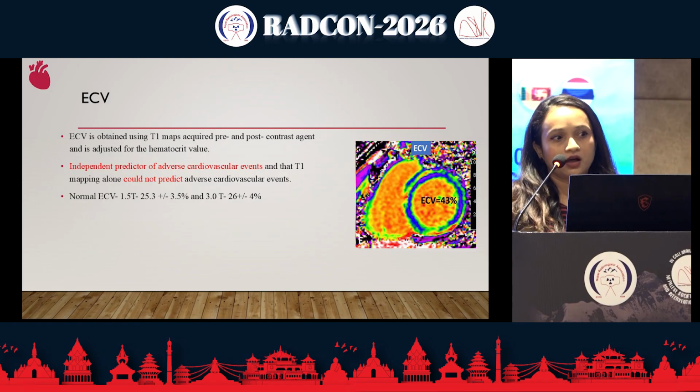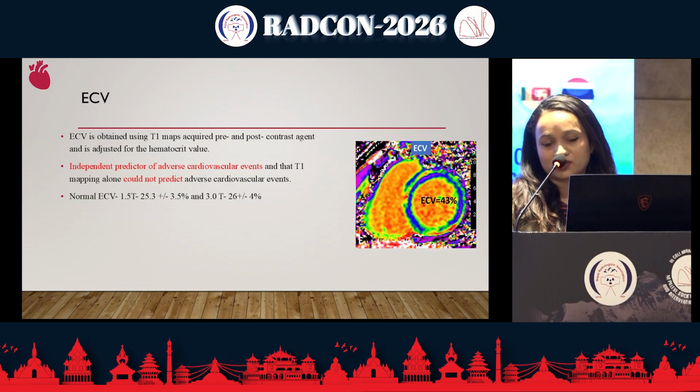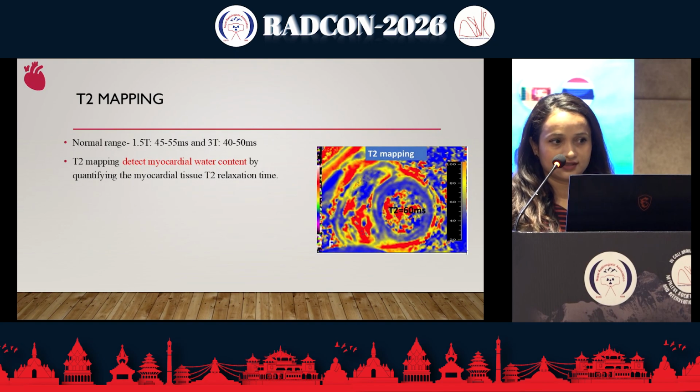T1 mapping. Extracellular volume is a quantification of the fibrosis, and it is an independent predictor of adverse cardiovascular event. It is not alone for the diagnosis purpose, but it assesses and predicts the adverse cardiovascular event. And extracellular volume, if it is elevated, that is more than 35%, is a predictor for the major adverse cardiovascular event. And the ECV, here in this case we can see the ECV of 43%, that is a case of myocarditis with prediction of major adverse cardiovascular event. And this is the normal range.